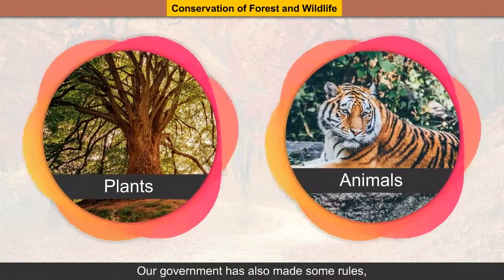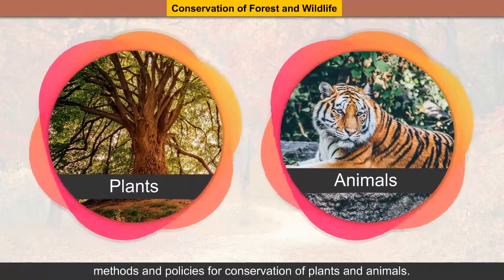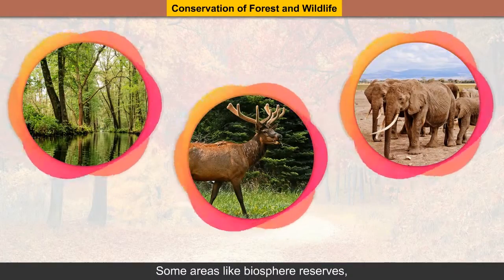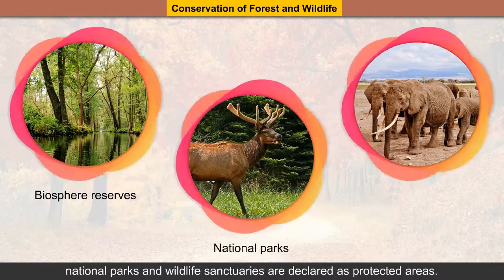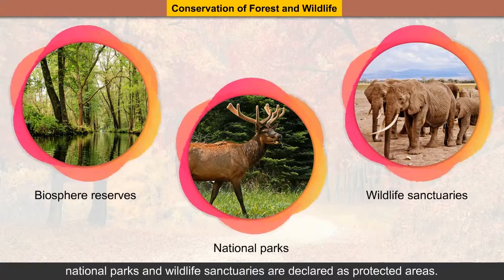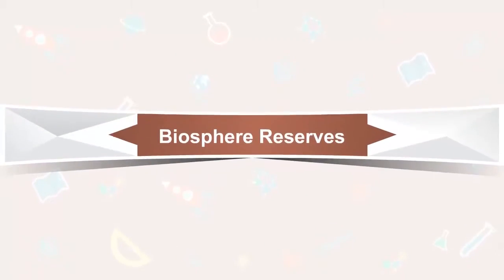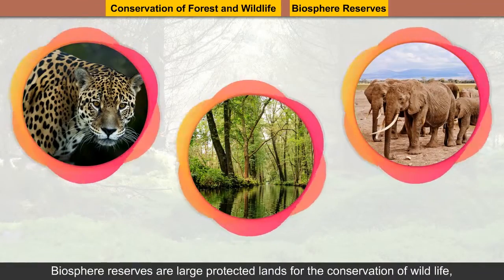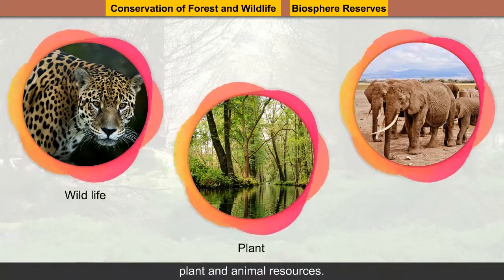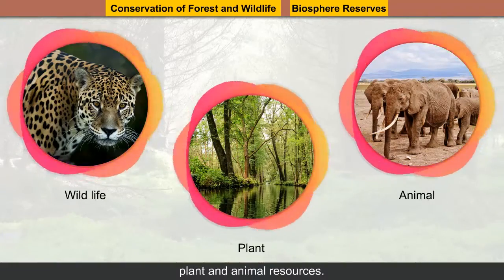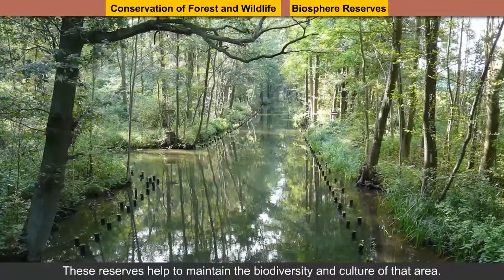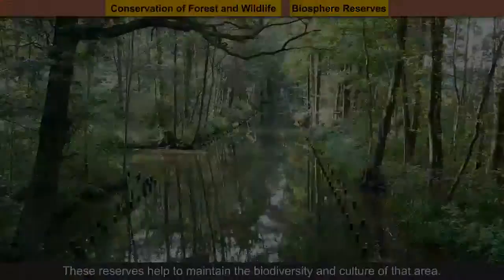Our government has also made some rules, methods and policies for conservation of plants and animals. Some areas like Biosphere Reserves, national parks and wildlife sanctuaries are declared as protected areas. Biosphere Reserves. Biosphere reserves are large protected lands for the conservation of wildlife, plant and animal resources. These reserves help to maintain the biodiversity and culture of that area.